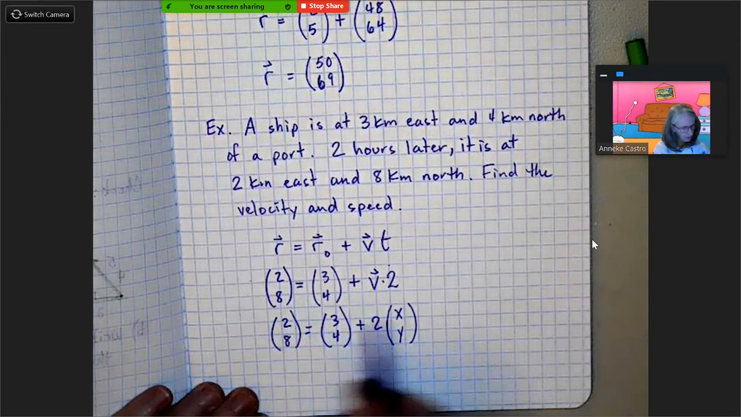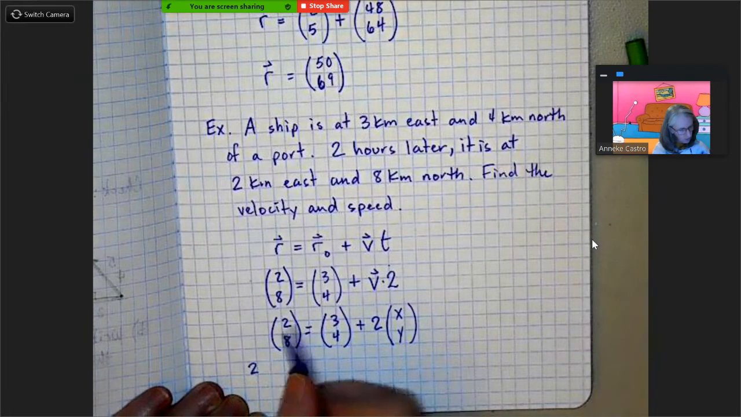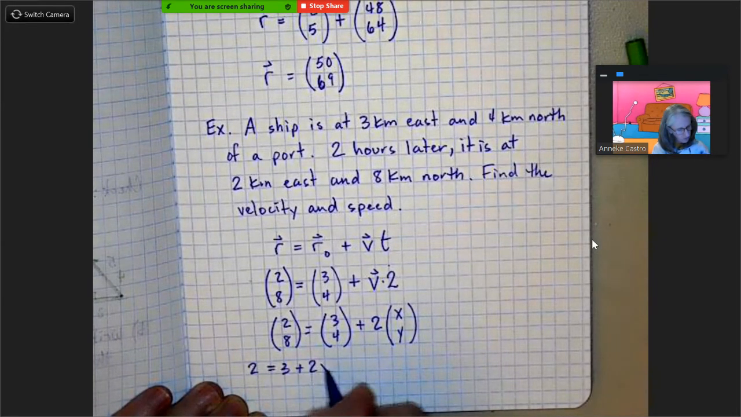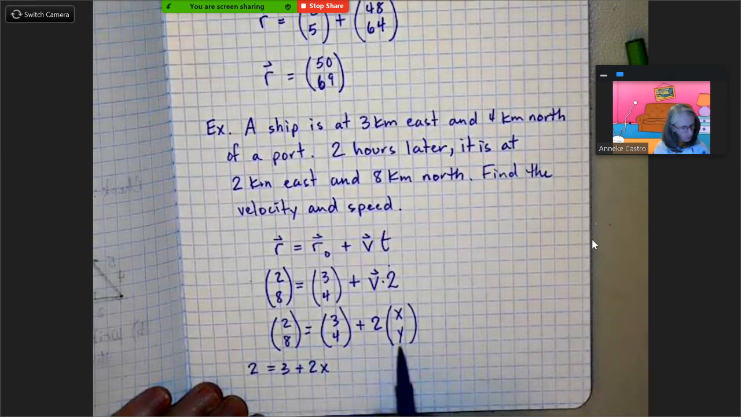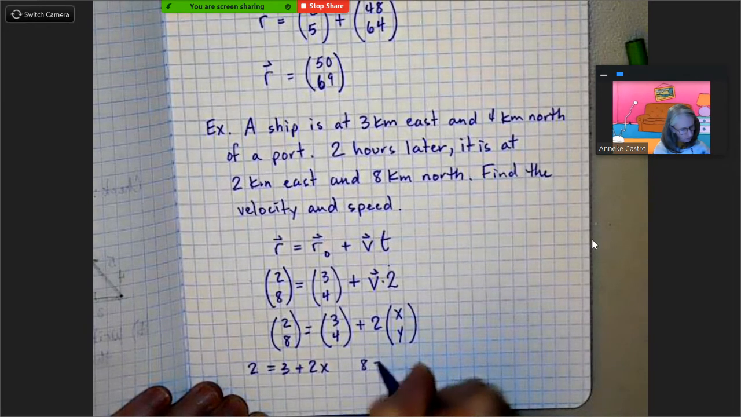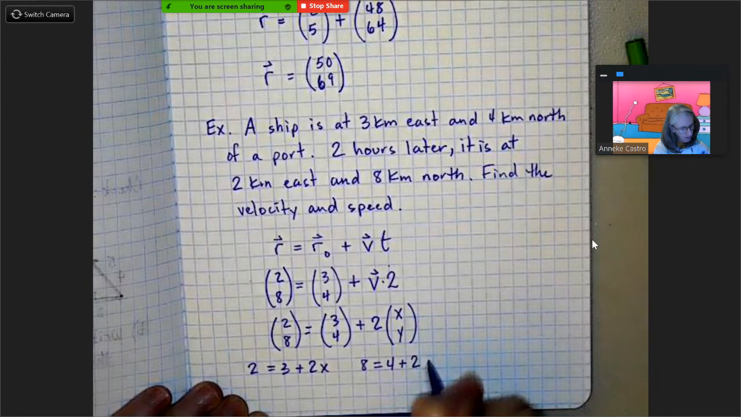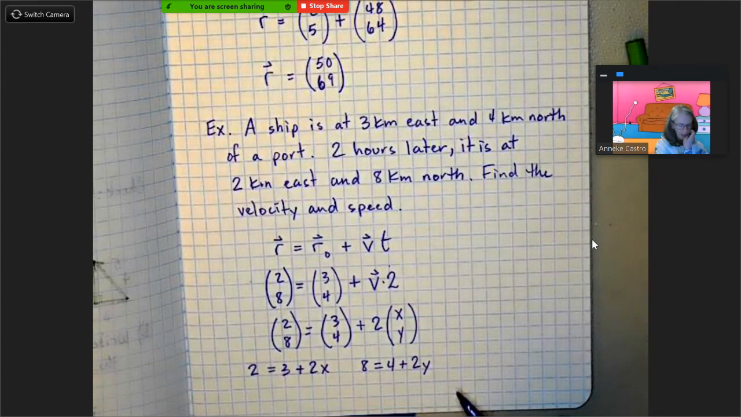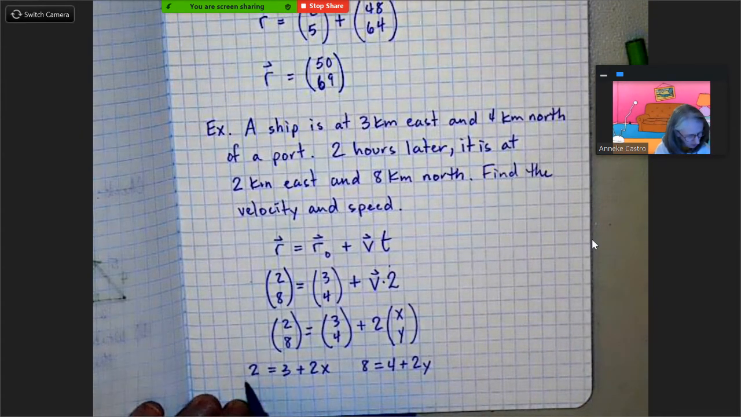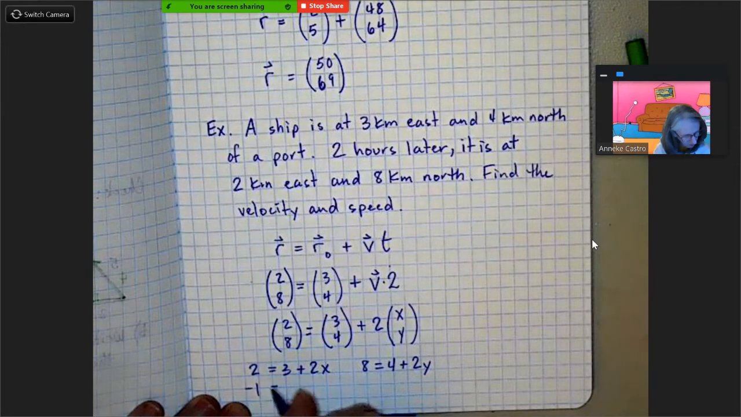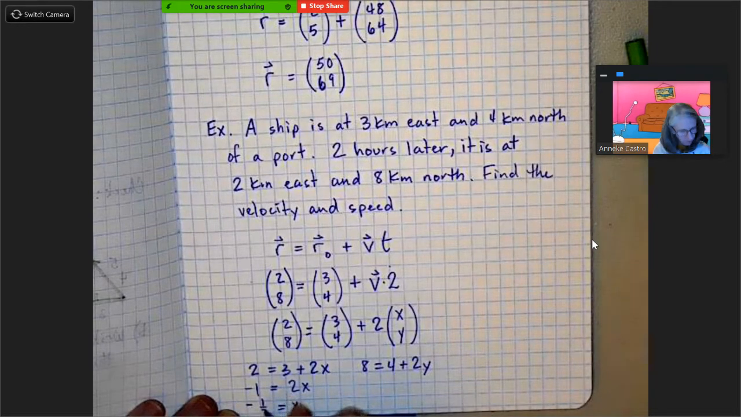Okay, so I'm going to write an equation for the x's, which is 2 is equal to 3 plus 2x. And I'm going to write an equation for my y component: 8 is equal to 4 plus 2y. Okay, so now solving for this is going to be really simple. Minus my 3, I get negative 1 is equal to 2x. So x is equal to negative 1/2.